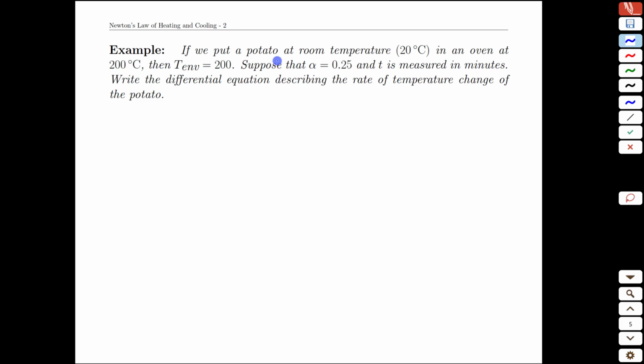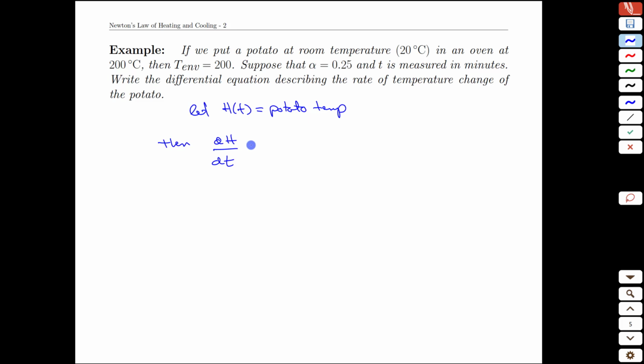Let's make this more concrete. We're going to put a potato at room temperature into an oven at 200 degrees Celsius. So our T environment is 200. Suppose that we have an alpha value already given to us, and we're going to measure t in minutes. What we want to do is write the differential equation describing the rate of temperature change of the potato. So the first thing is to recognize that the potato temperature is changing over time, so we include this bracket t here. And if that's the definition for H, then we can simply use the law of heating and cooling here.